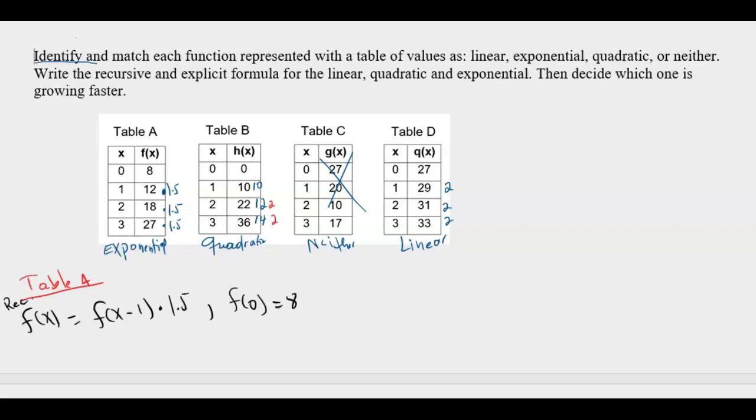So the explicit for that one is f of x equals, now the zero term is 8, right? So we're starting with the zero term, 8, times the common ratio, which is 1.5, raised to the x power. We start with the zero term, times the common ratio raised to the x power. Again, if I used the first term, which is 12, then that would have been x minus 1. Okay, so that's for table A.